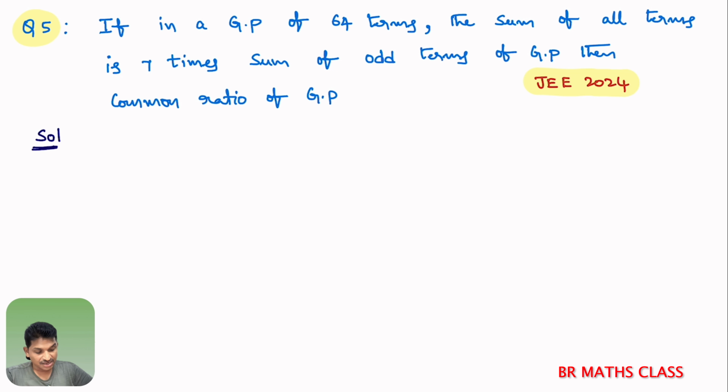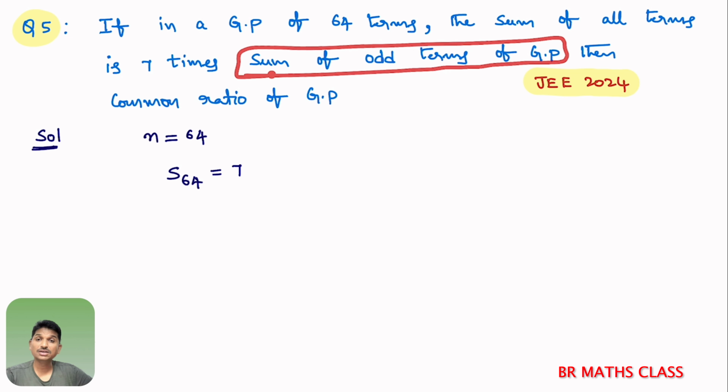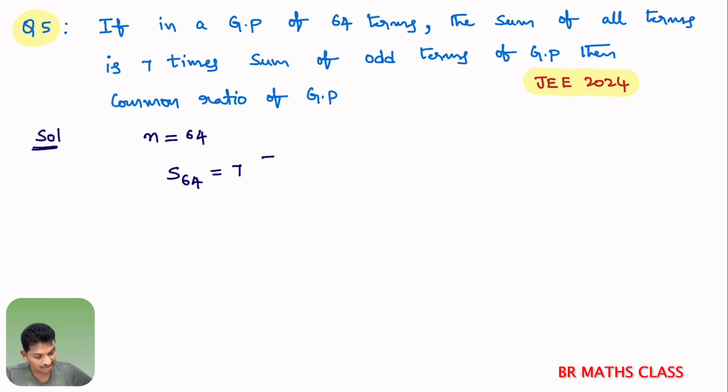Okay, this question is related to the sum of n terms of a geometric progression. The geometric progression contains 64 terms, so the n value is already given: n is 64. The sum of all the terms means S64. The sum of all 64 terms is 7 times the sum of the odd terms of the geometric progression. Odd terms means first term, third term, fifth term, like that. I'll write that here: A1 plus A3 plus A5, and so on.